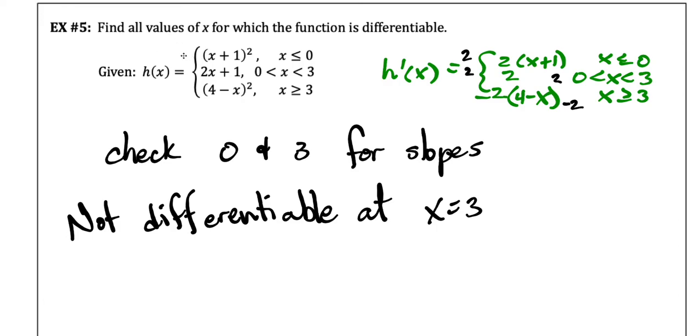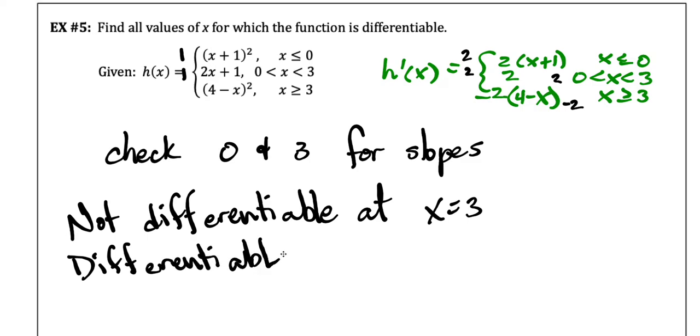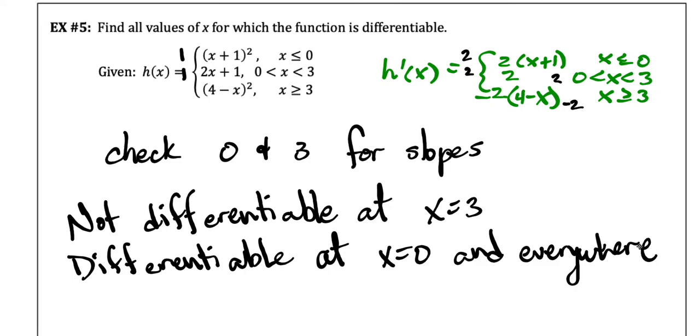So at x equals 0, it has a height of 1. At x equals 0, it has a height of 1. So we did find out that they meet up and they have the same slope. So it would be differentiable at x equals 0. I should say differentiable at x equals 0 and everywhere else, except for 3.